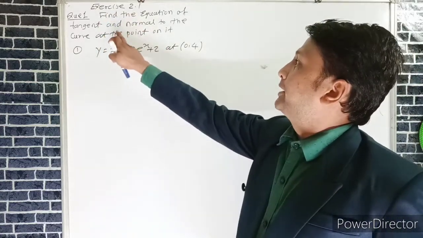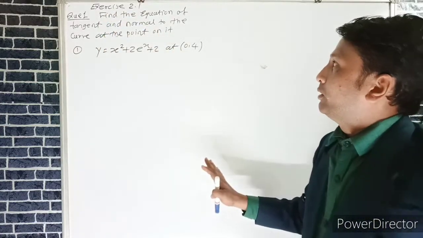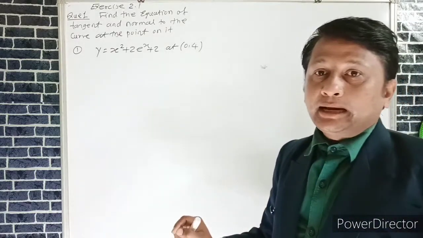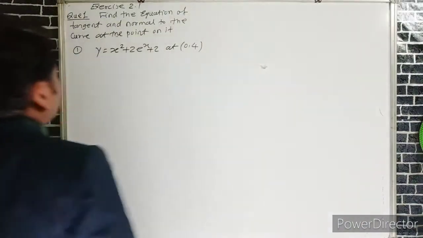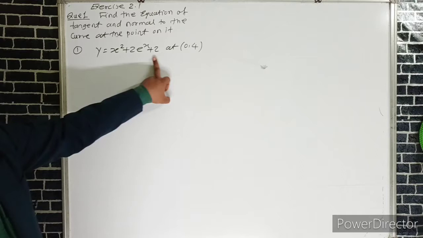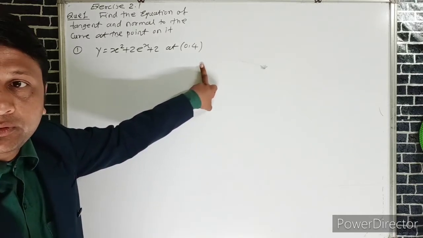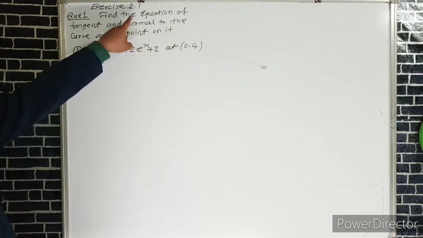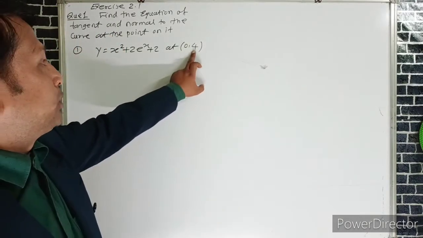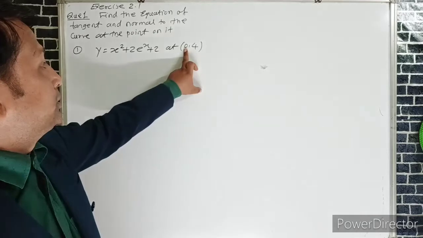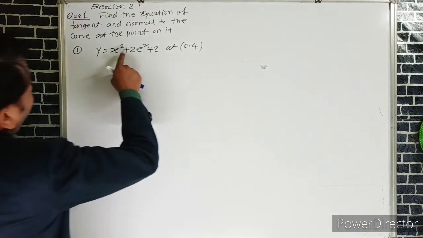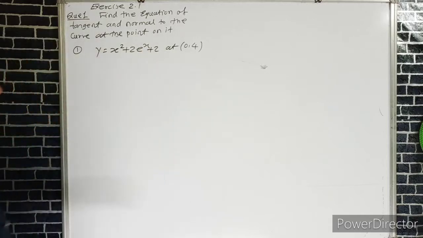Find the equation of tangent and equation of normal to the curve at the point on it. And the first question, which is y is equals to x square plus 2 into e to the power x plus 2 at (0, 4). Here also we have to find equation of tangent and equation of normal. Point given, x coordinate 0, y coordinate 4, means x1 is 0 and y1 is 4. Now y is equals to x square plus 2e to the power x plus 2 is the given curve.